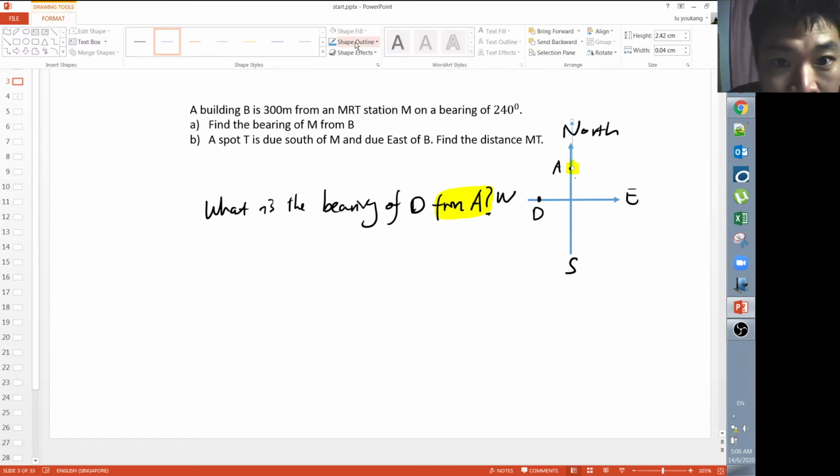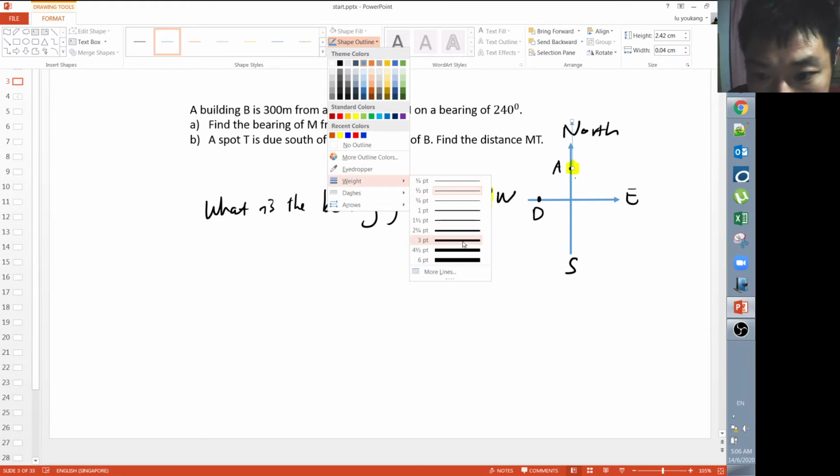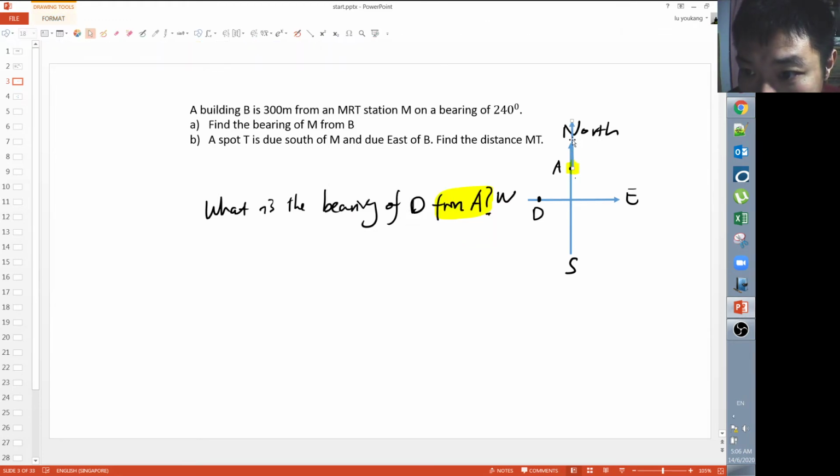So let me make it bigger so that you can see it. This is my point A, and from point A I have drawn a line to the north. Now what I need to do is figure out what this angle is, because that will be the bearing of D from A.